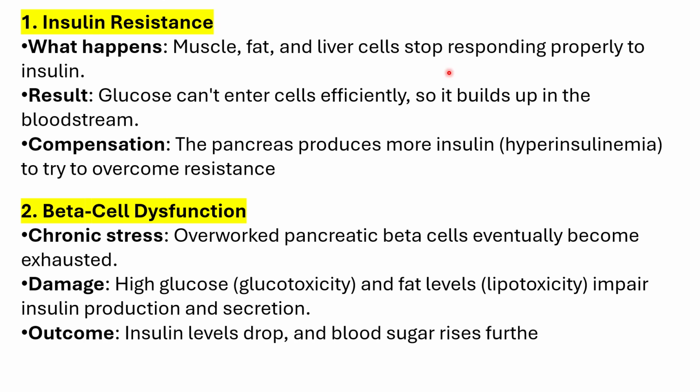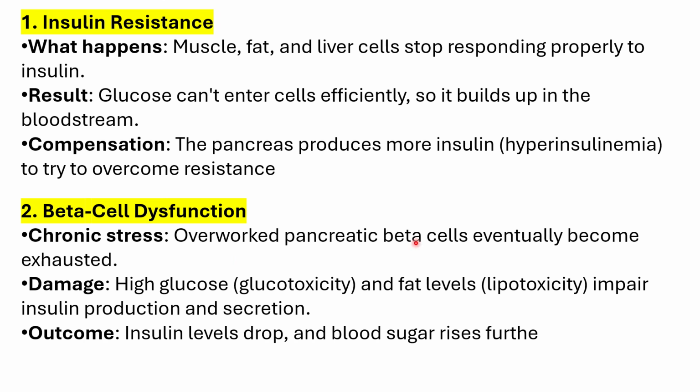So muscle, fat, and liver cells stop responding properly to insulin. The glucose can't enter cells efficiently, so it builds up in the bloodstream. So we have extra glucose in the bloodstream, right? The pancreas produces more insulin, hyperinsulinemia, to try to overcome the resistance. There's a lot of resistance to entering the cells, so now the pancreas is producing more insulin.